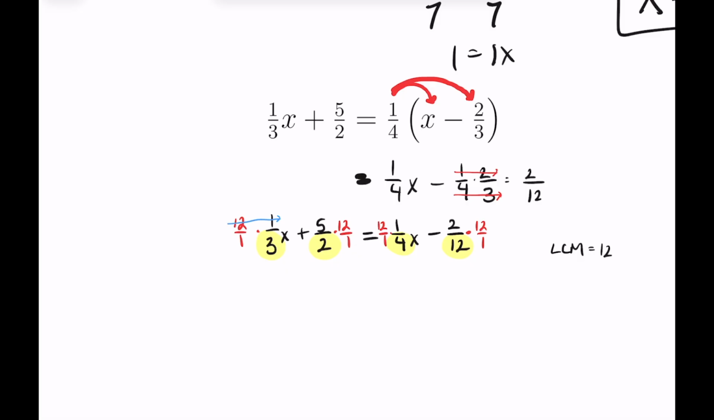12 times 1 is 12, and 1 times 3 is 3x. For the next one, I have 5 times 12 is 60, and 2 times 1 is 2. I keep my equal sign here. 12 times 1 is 12. 1 times 4 is 4. And then 2 times 12 is 24. And 12 times 1 is 12.